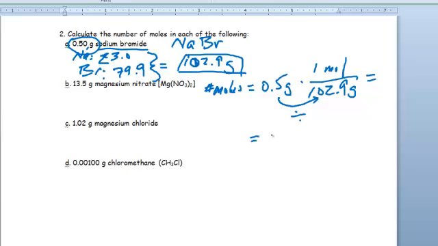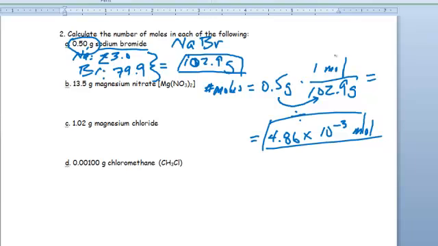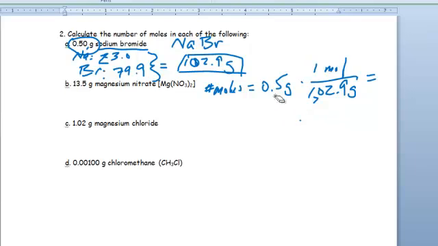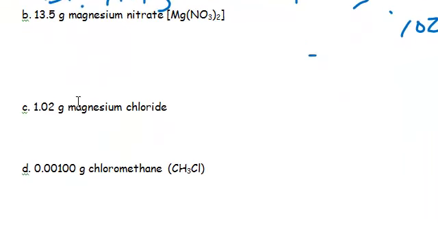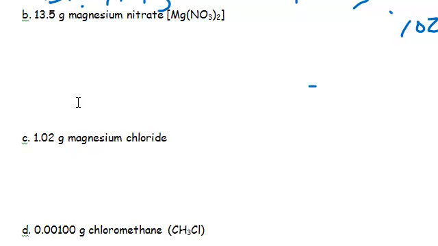Let me put it down here, 4.86 times 10 to the negative third mole. Okay. There we go. Okay. Let's try B. Let's do B. Okay, I have to erase this, sorry. Gotta make some room. Let me make some space here.